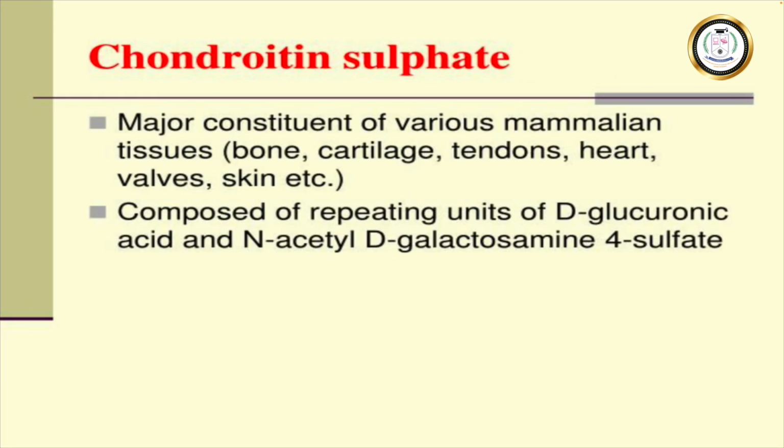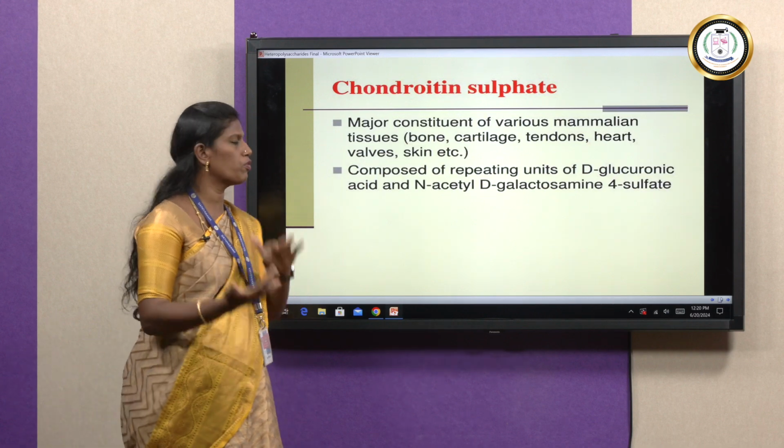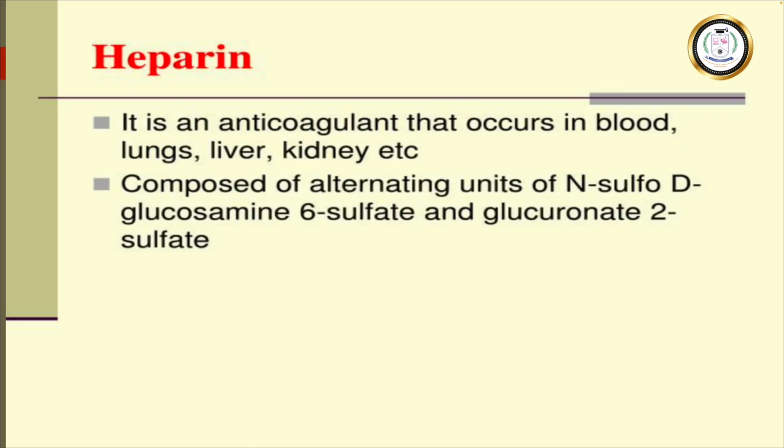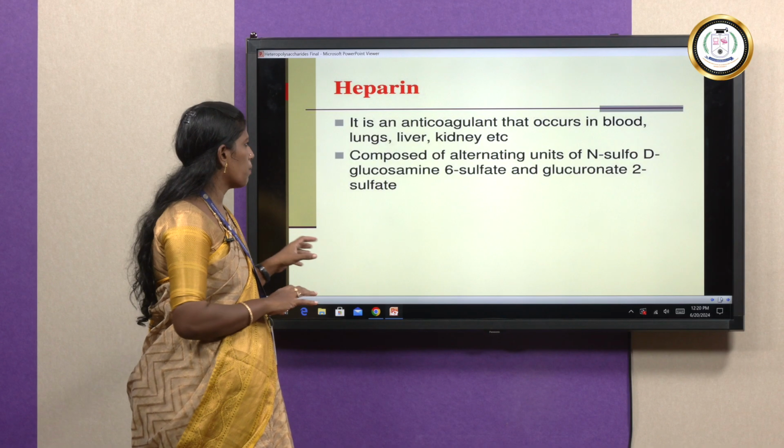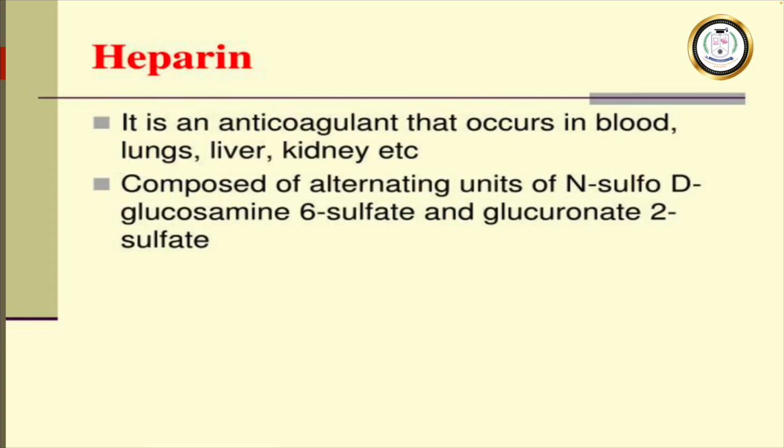Next is chondroitin sulphate. Chondroitin sulphate is a major constituent of bone, cartilages, tendons, heart valves. It is composed of D-glucuronic acid and N-acetyl galactosamine 4-sulphate. Heparin is an anticoagulant. It is present in blood, lungs, liver, kidney, etc. It is composed of N-sulfo-D-glucosamine and glucuronate 2-sulphate.